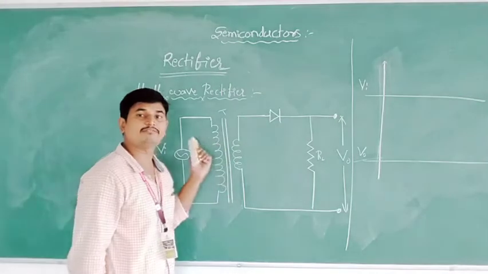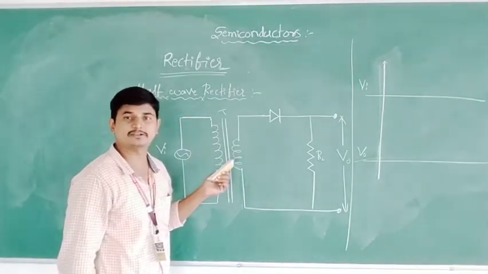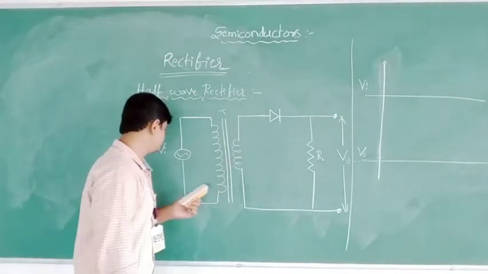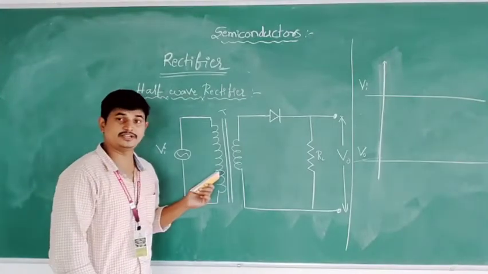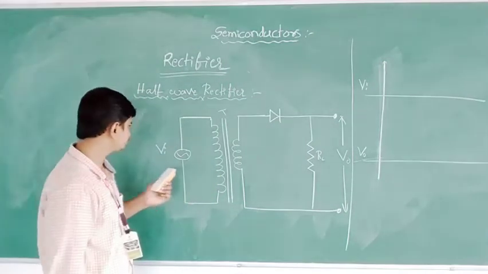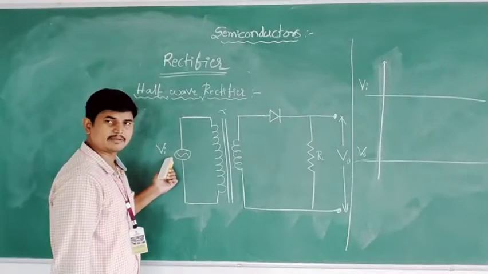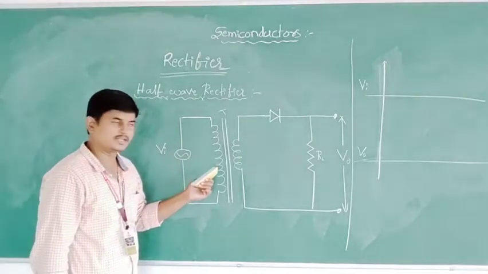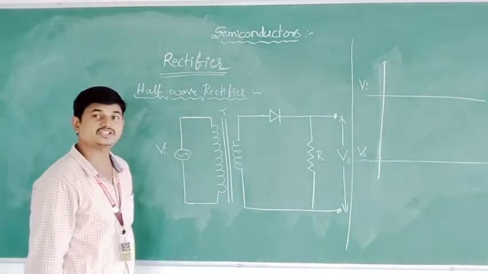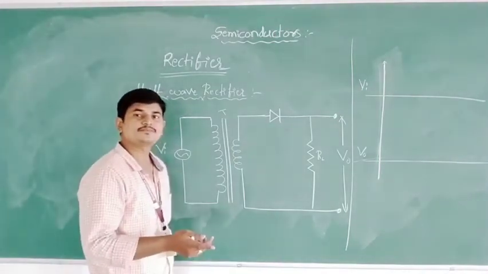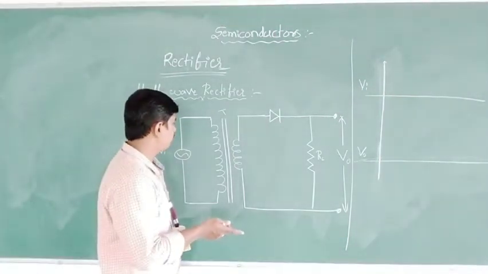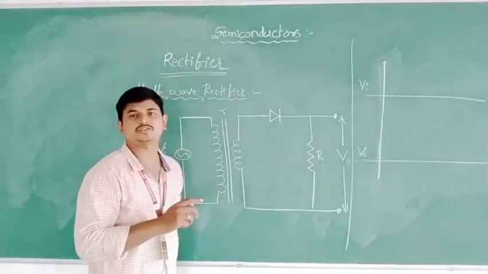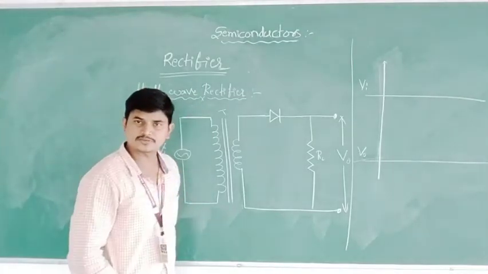This is a transformer, a step down transformer, because we need to convert the given voltage as per the requirement, as per the desired value. An input voltage is supplied to our transformer, and this is the step down transformer. How can we differentiate a step up transformer and a step down transformer?